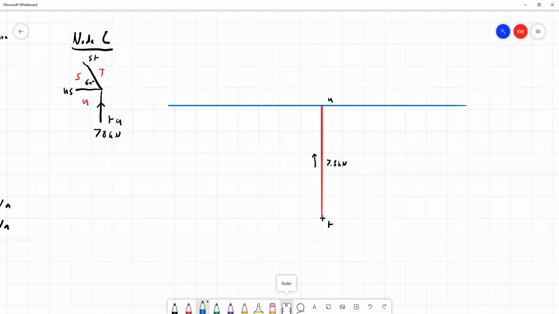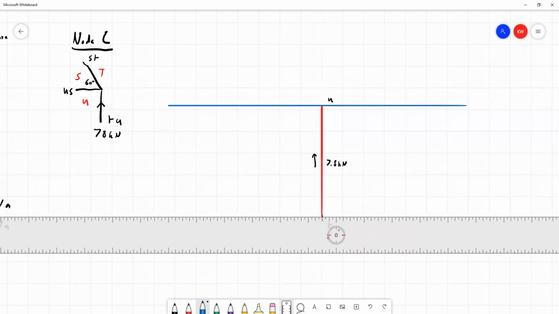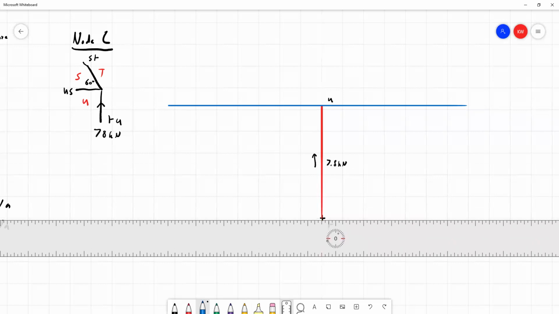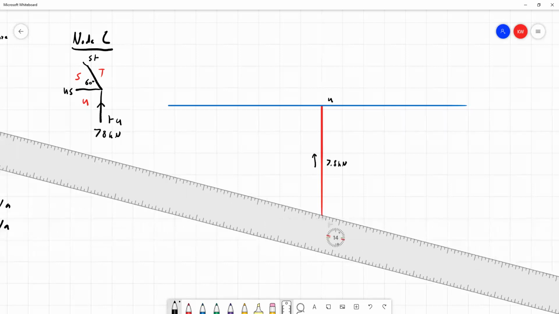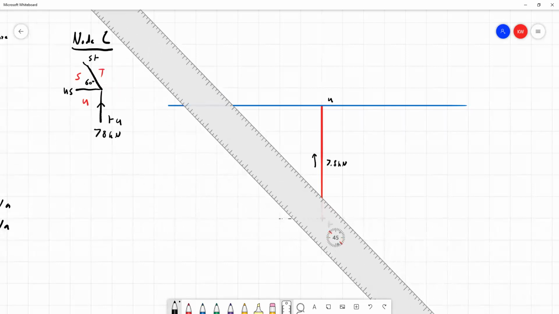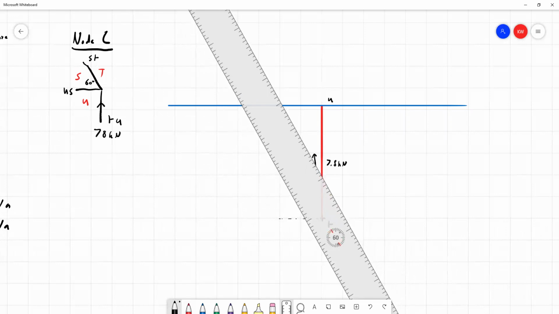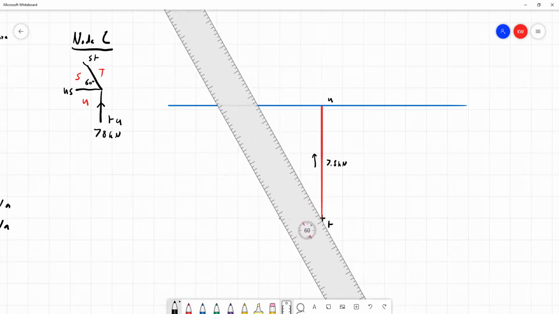Now, vector ST connects to point T and it acts at an angle that's 60 degrees above the negative direction of the horizontal line. So we draw a little dotted horizontal line here and measure up 60 degrees. This is the direction the vector ST has to run in. So let's get 60 degrees marked in here. And we draw a line.